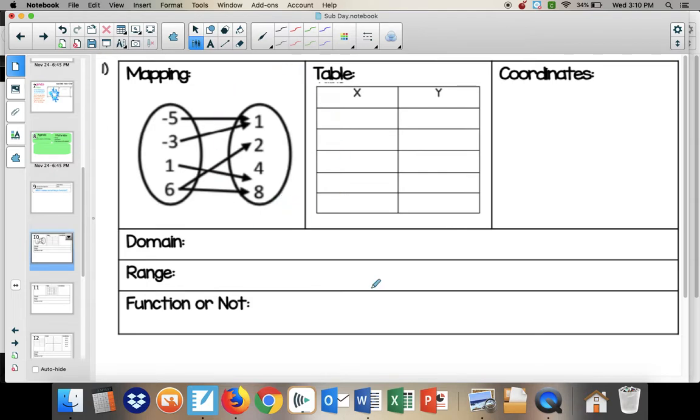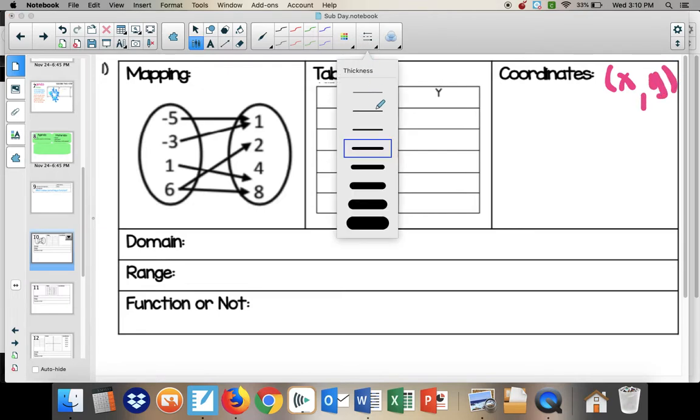So when working with a function, you are going to be looking at a couple different things. You can be looking at a graph. You can look at a mapping diagram, which is this here. You can look at a table and coordinates, which is the x and y values. That's a really big font, so let's put that down.